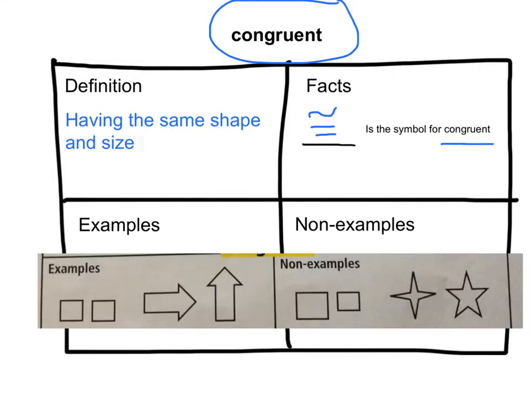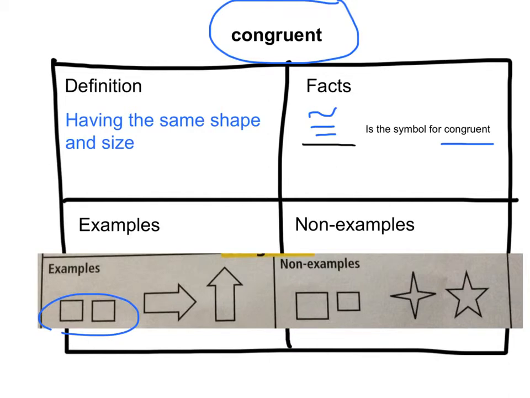Let's look at the examples first. These two, what kind of quadrilateral would you say that is, just by looking at it? Of course, we'd have to really measure to be sure, but how would you define this kind of quadrilateral? I'm talking about these ones right here. Ruba, they look like squares. Are they also rhombuses? Yeah, they sure are. Okay, so those are congruent because they have the same exact shape and size.